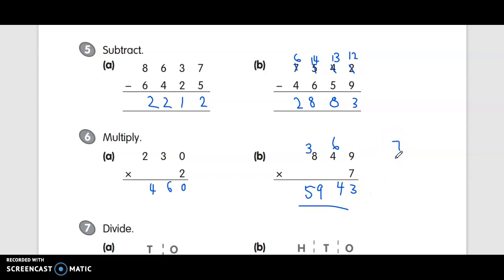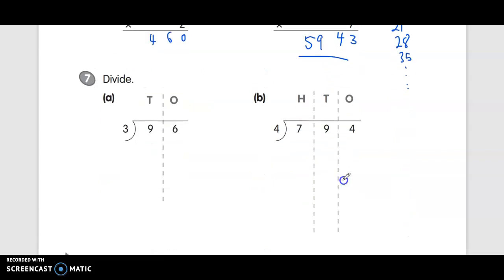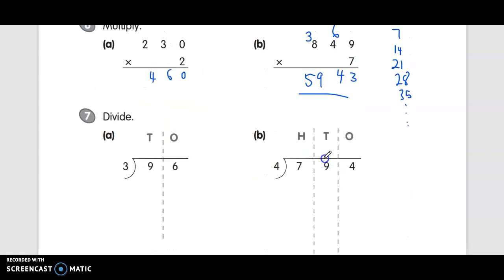For those of you who are not familiar with the times table, you can always write down your 7 times table here. 7, 14, 21, 28, 35. So you write down first, so on and so forth, and then you count the group. Okay? Let's go to division. I hope you haven't forgotten your division.